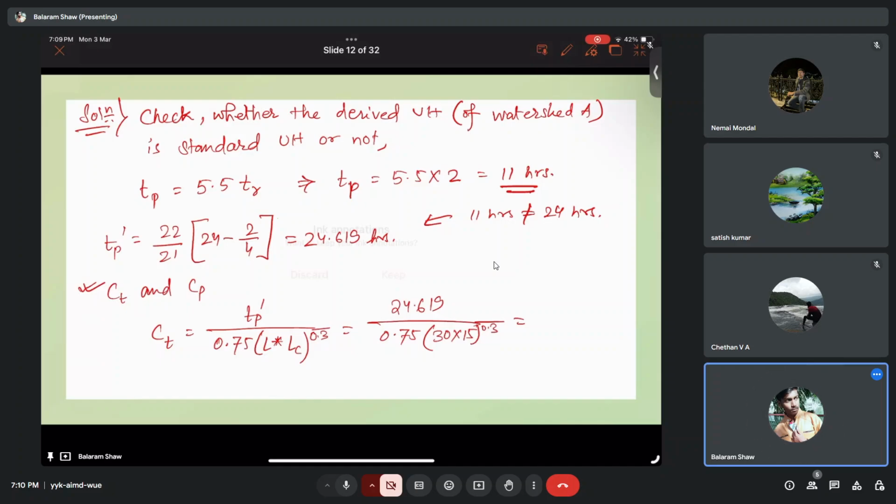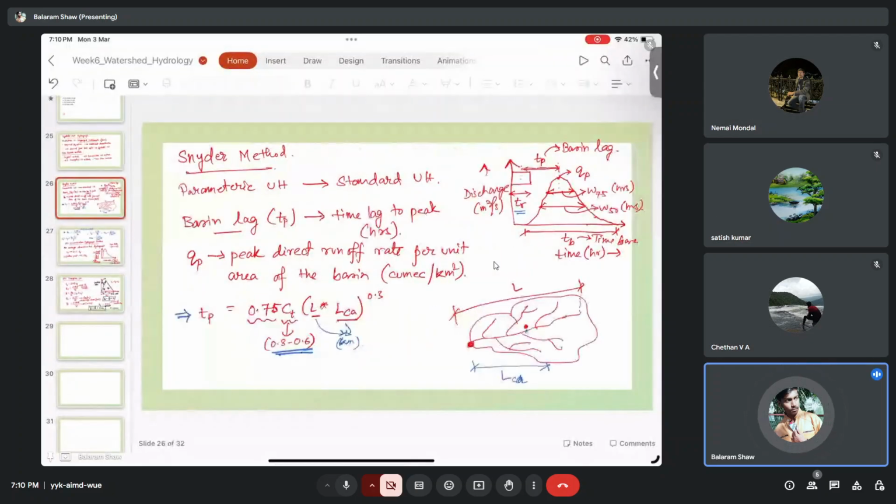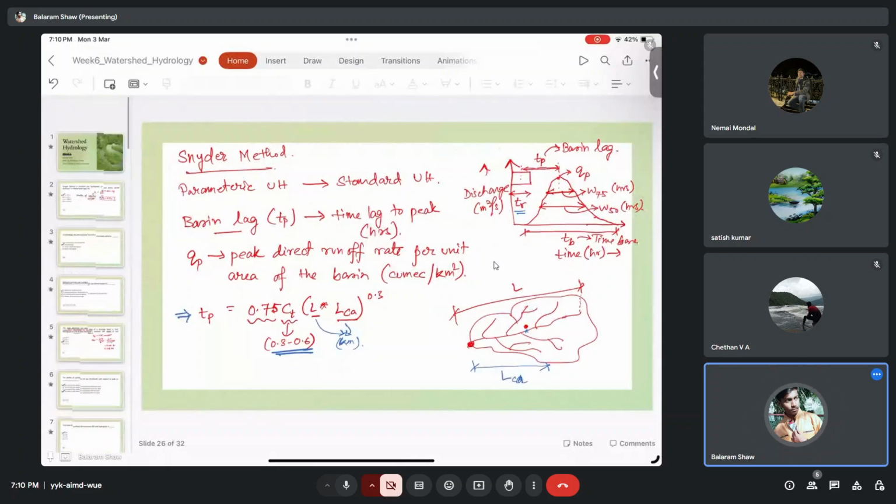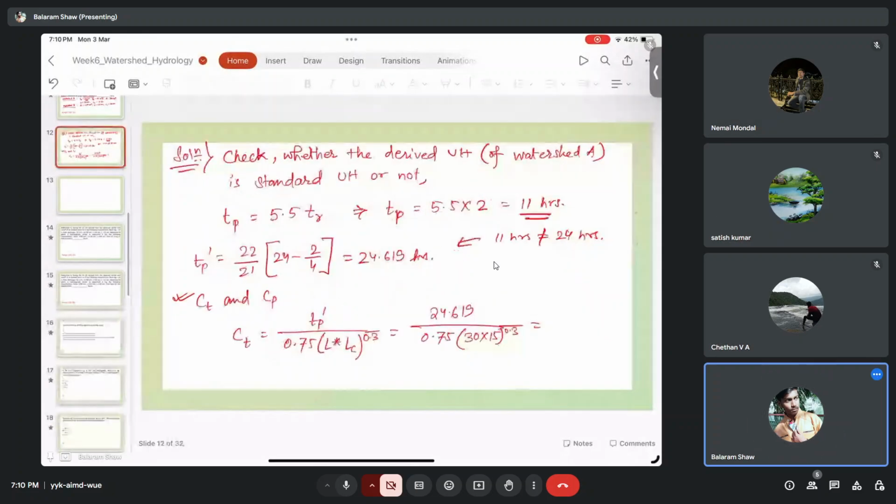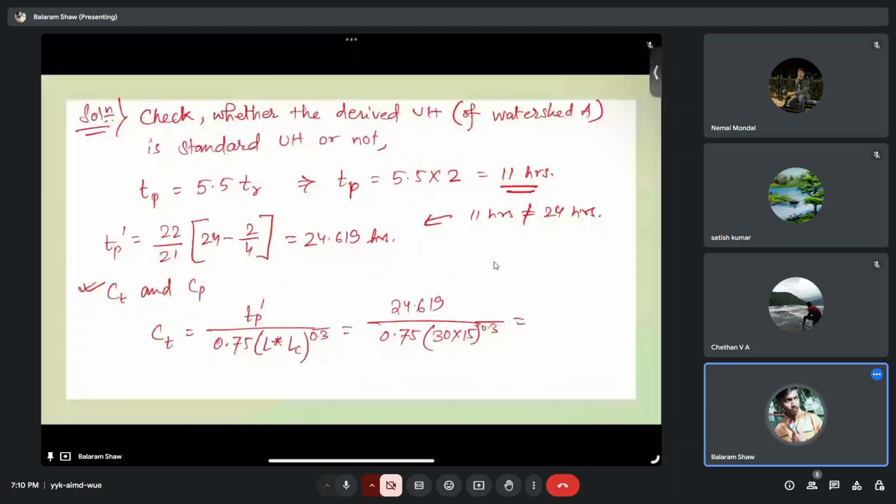So that means what? I'm getting into the range. Just check, 0.3 to 0.6. Okay, but here it's not in the range because the watershed is different anyway. I'm getting something like 5.251. Okay, and CP, how much are we getting?